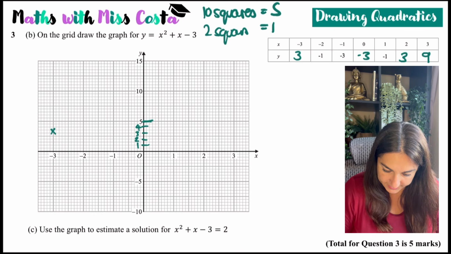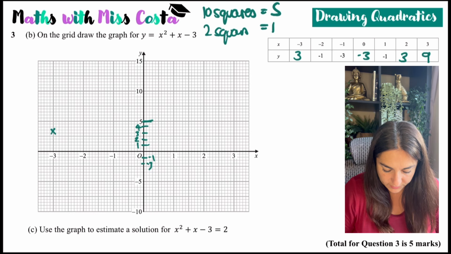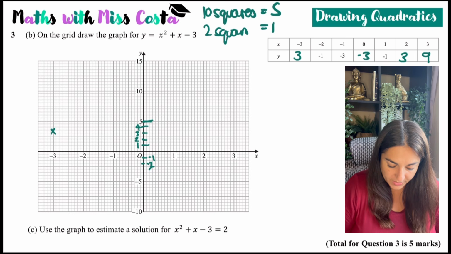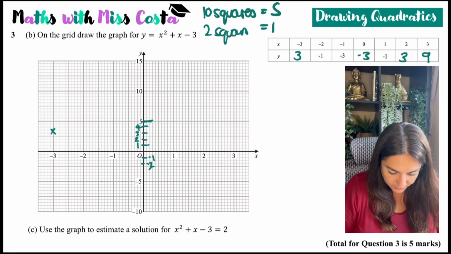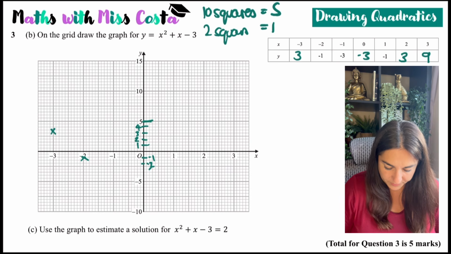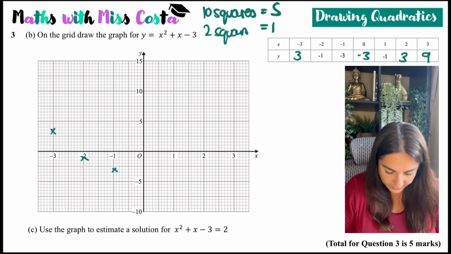Then we've got minus 2, minus 1. So again, you can just scribble on your axes, that's minus 2. So minus 2, minus 1 would be here. Then we've got minus 1, minus 3. And then we've got 0, minus 3. So let's just scrub out these scribbles. 0, minus 3 would be 1, 2, 3.